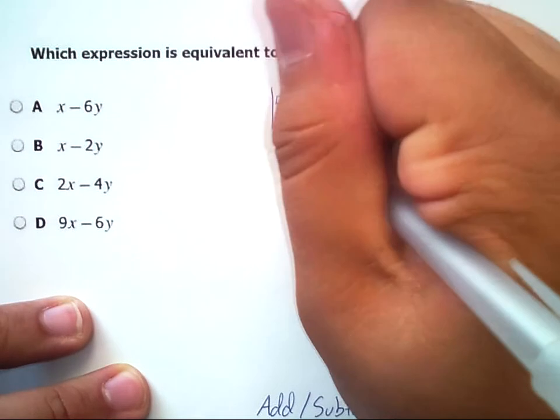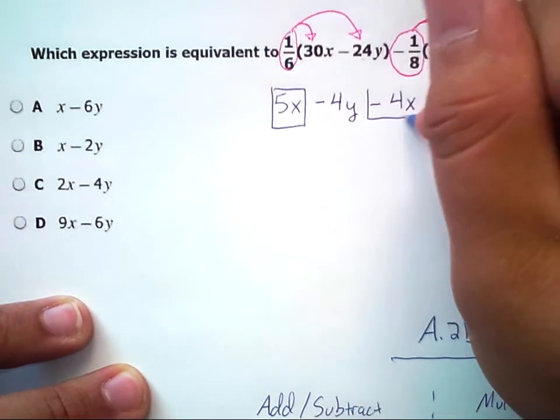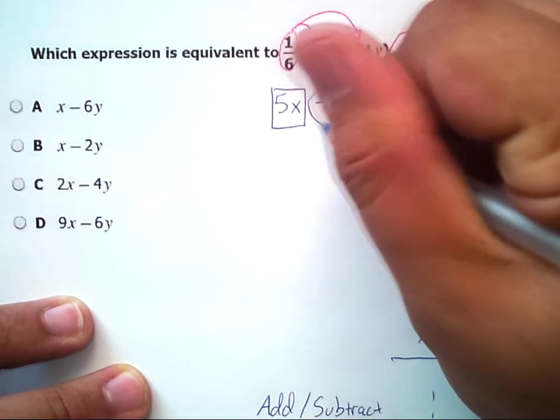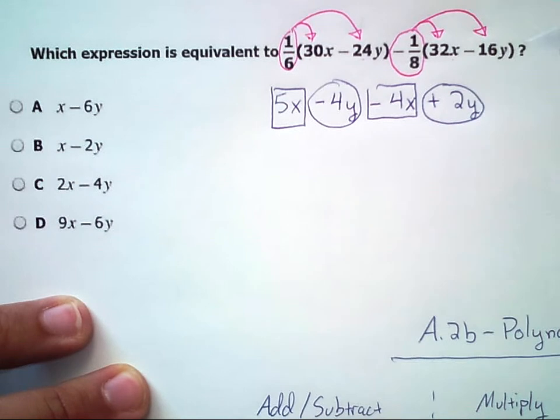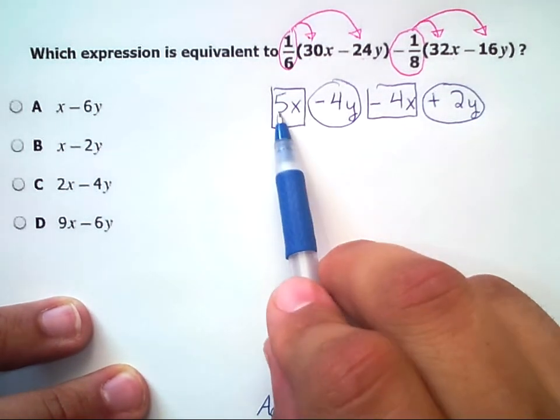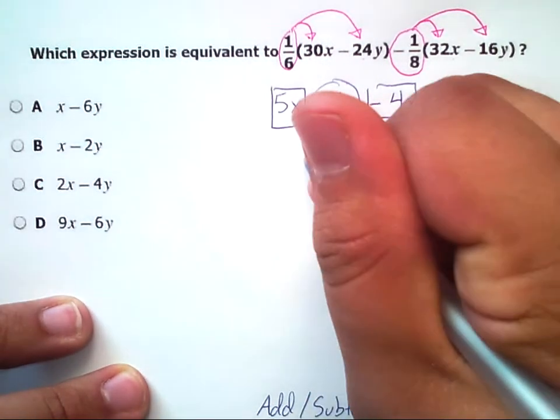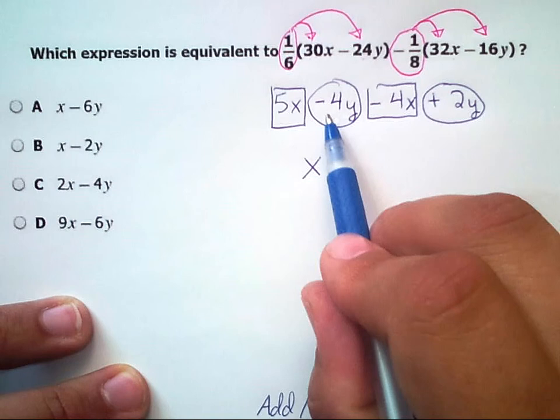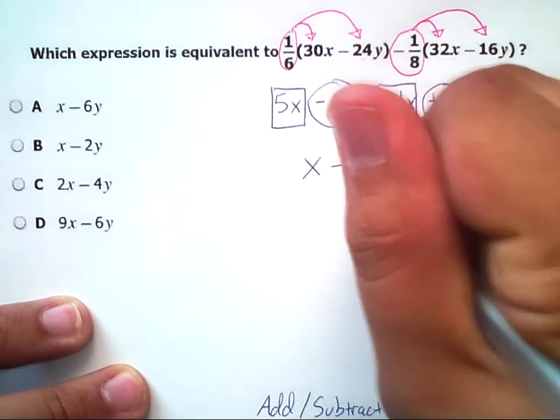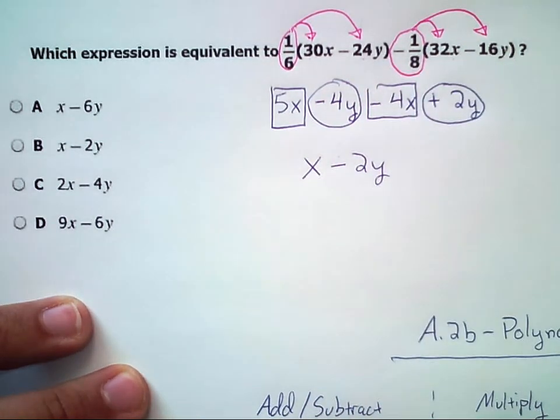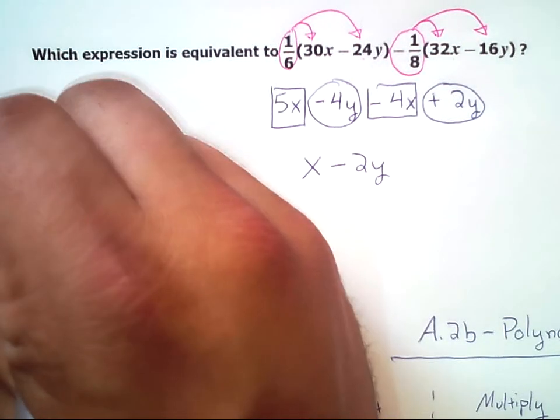We've got an x over here, and we've got an x over there. We've got a negative 4y there, and a positive 2y there. So let's see. 5 minus 4, well, that's just 1x. And then negative 4 plus 2 is minus 2y. And there's our answer. It's B.